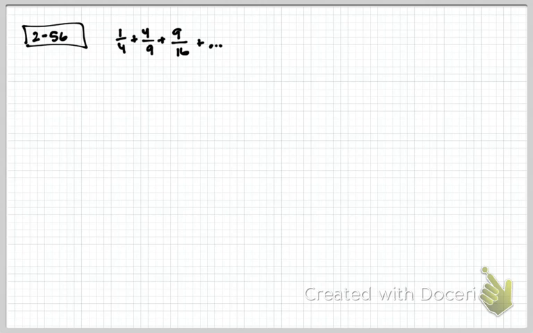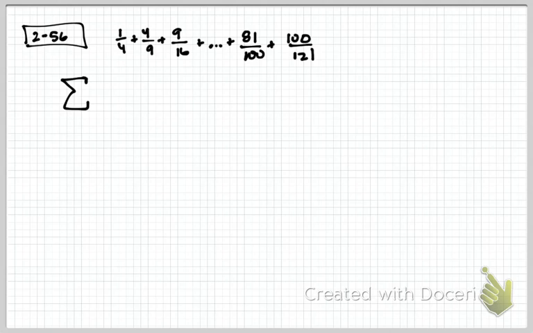Alright, the last problem that was asked was 56, which I think I checked for homework. So 56, it's a summation. You have 1 over 4 plus 4 over 9 plus 9 over 16 plus dot dot dot all the way to 81 over 100 plus 100 over 121. And we need to express this in summation notation.